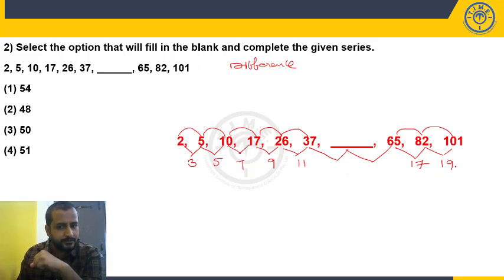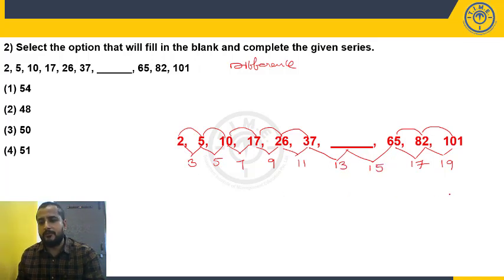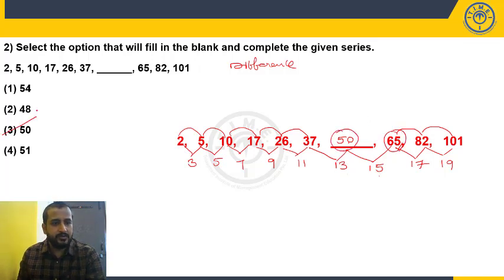What are these numbers? Odd numbers. 3, 5, 7, 9, 11, 13, 15, 17, 19. So 13, 15. Difference is consecutive odd numbers. So 37 plus 13 is 50. And you can cross check: 50 plus 15 is 65. Perfectly matching. So what is the missing number in the series? 50. So choice 3. So in the stage 1 itself, you are able to identify the pattern.